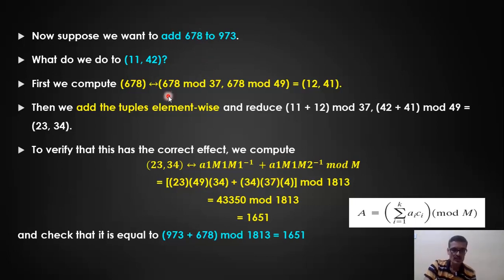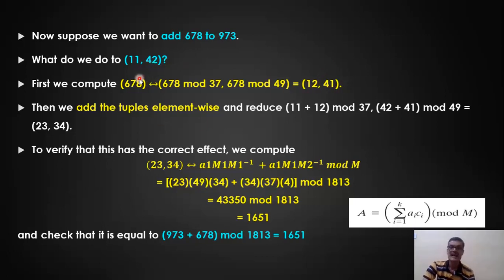Now how to do that? 678 mod 37, 678 mod 49, using the small m1 and the small m2. Use those k integers and find the residue of 678 mod 37 and 678 mod 49. So I converted the second number also into the form of a tuple. Just find the remainders here. You see, 12 and 41. So I have 11 and 42, and 12 and 41.